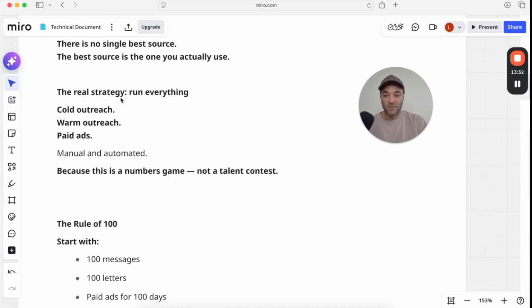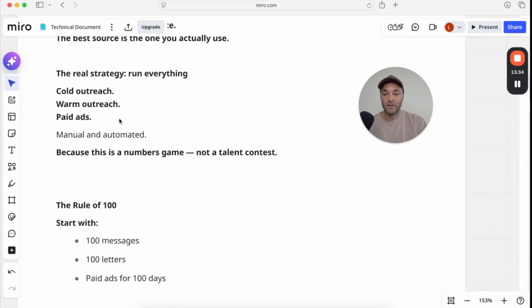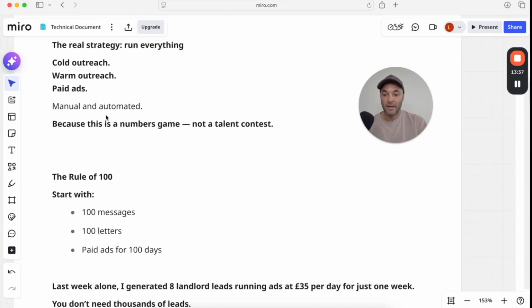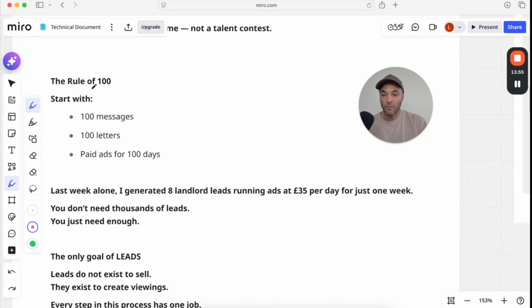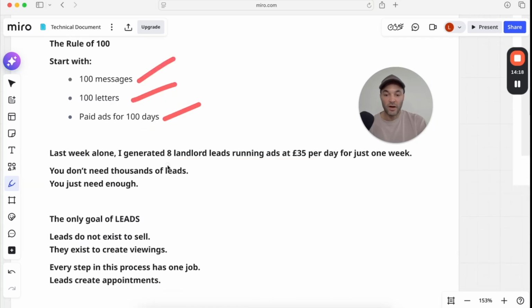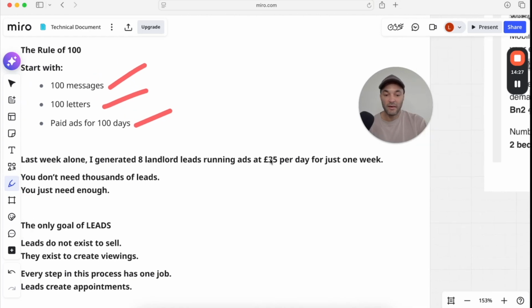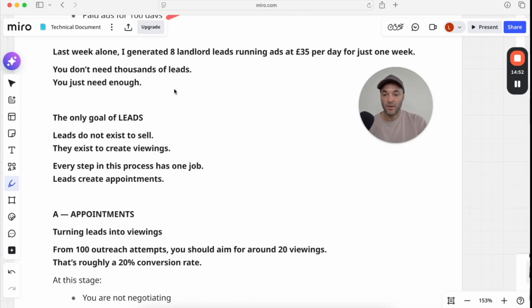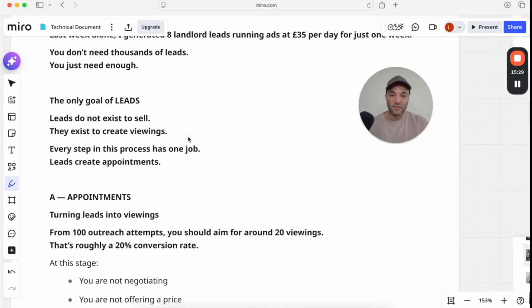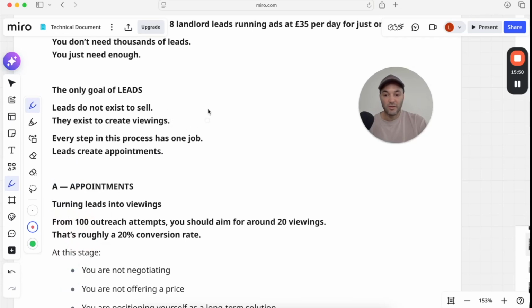The real strategy is to run everything: cold outreach, warm outreach and paid ads, manual and automated, because this is a numbers game, not a talent contest. You should be using the rule of 100 here. You should send out 100 messages, 100 letters and run paid ads for 100 days. Last week alone I generated 8 landlord leads by running ads at around £35 per day for just 1 week, which you can see here. You don't need thousands of leads, you just need enough. Now the next step from leads is not to sell them straight away. You only generate leads so you can get to the next step, which is organizing a viewing or an appointment.